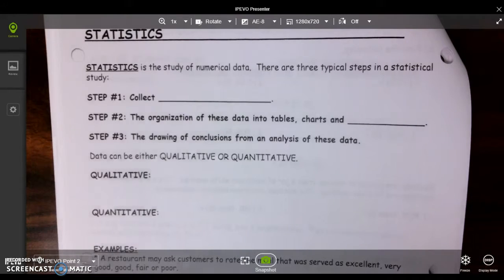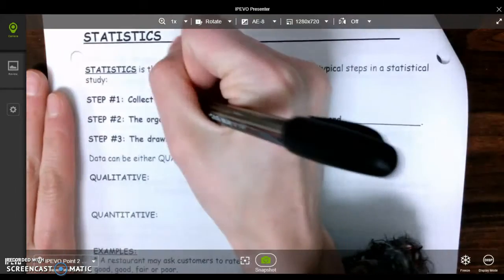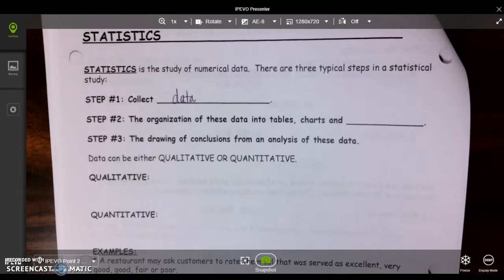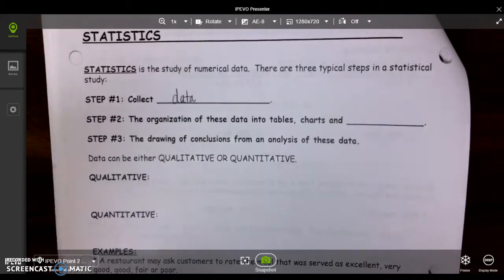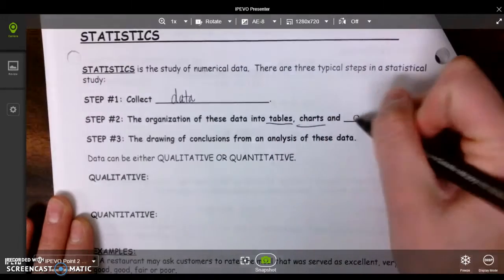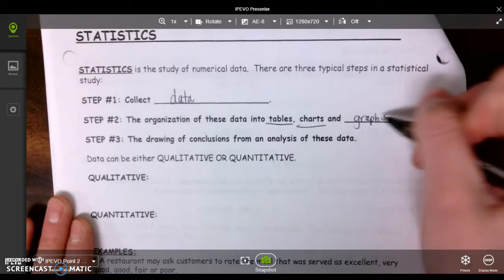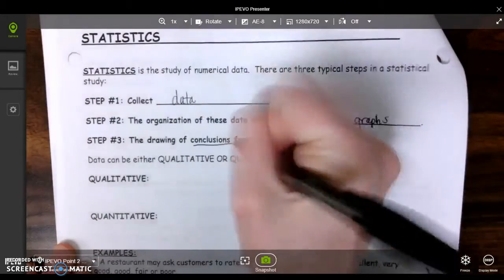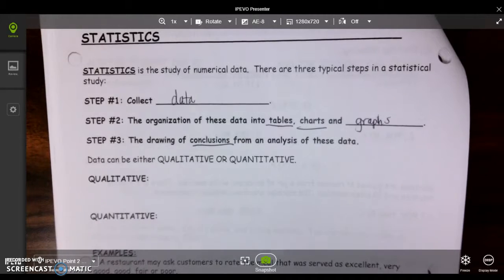Okay, so the whole idea behind statistics is it's the act of collecting data and then analyzing data. What's important is that you need to remember that when you collect data, there are specific ways and processes that need to occur in order to collect data correctly. Once we have that data, we organize it into tables, charts, and graphs, depending upon what the context is and what's the most appropriate. And then we draw conclusions about the data that we've collected.